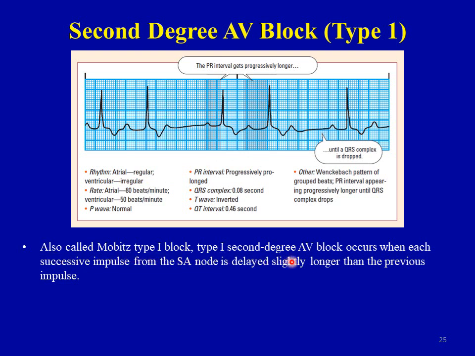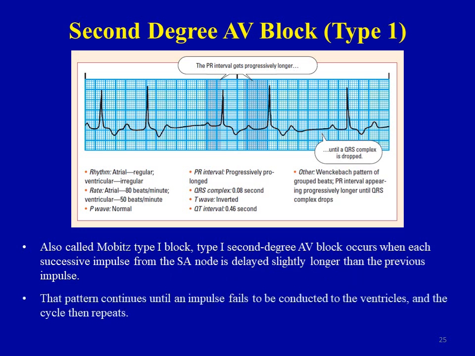Type 1 second degree AV block occurs when each successive impulse from the SA node is delayed slightly longer than the previous impulse, and then the pattern will continue until an impulse fails to be conducted to the ventricles, and the cycle then repeats. As you can see here, it is prolonged. Let's start from here. It's prolonged, now longer, and then one is missing. Again here, PR interval prolonged, then much longer, then a missing QRS complex here.